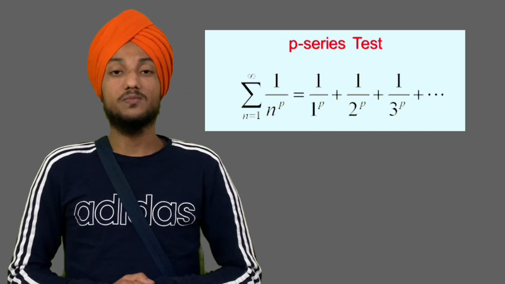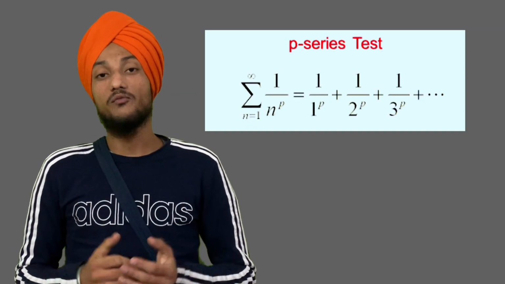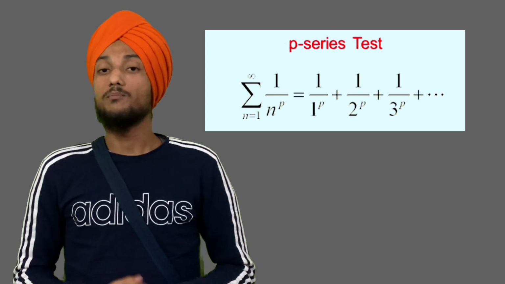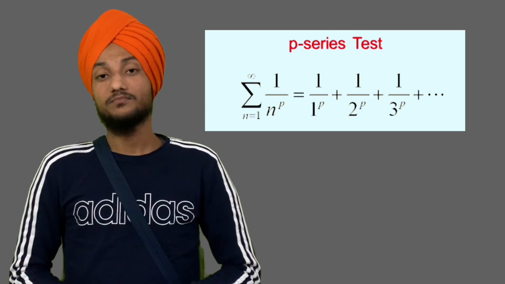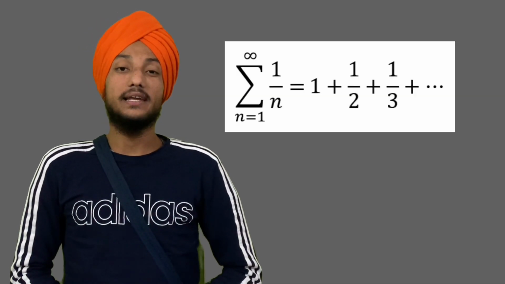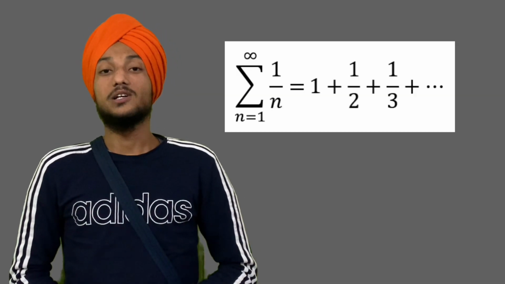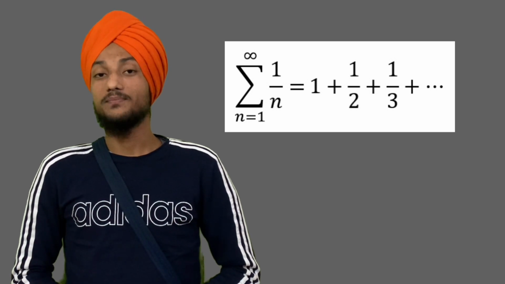of 1 upon n raised to power p, where n goes from 1 to infinity. p may be any real number. So, if p equals 1, then we will get 1 plus 1 by 2 plus 1 by 3 and so on, which we know is a harmonic series.